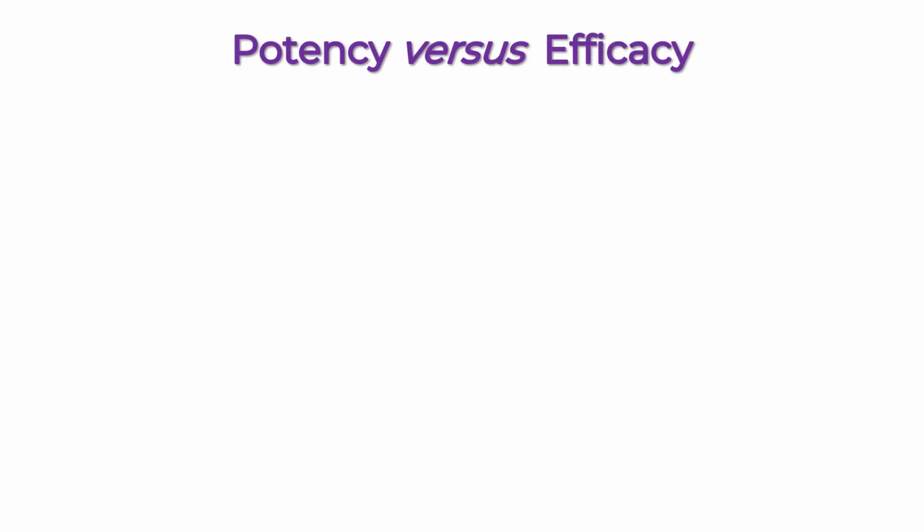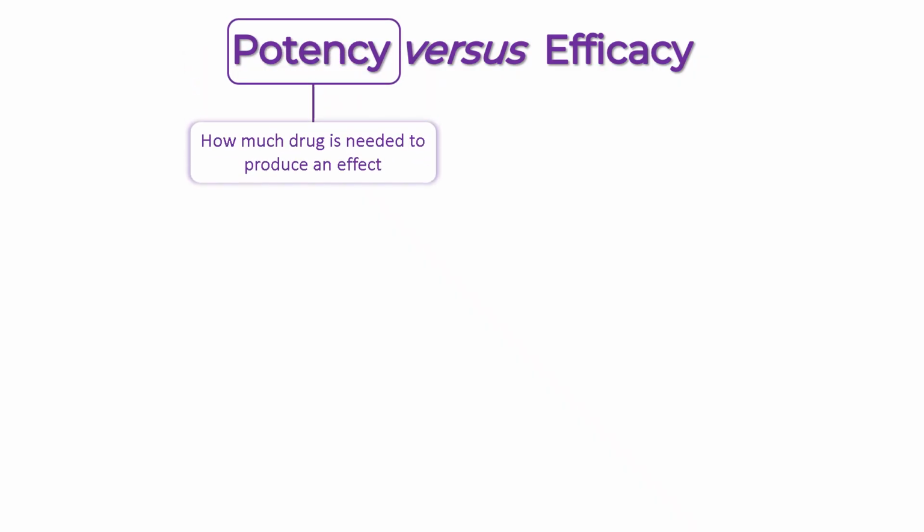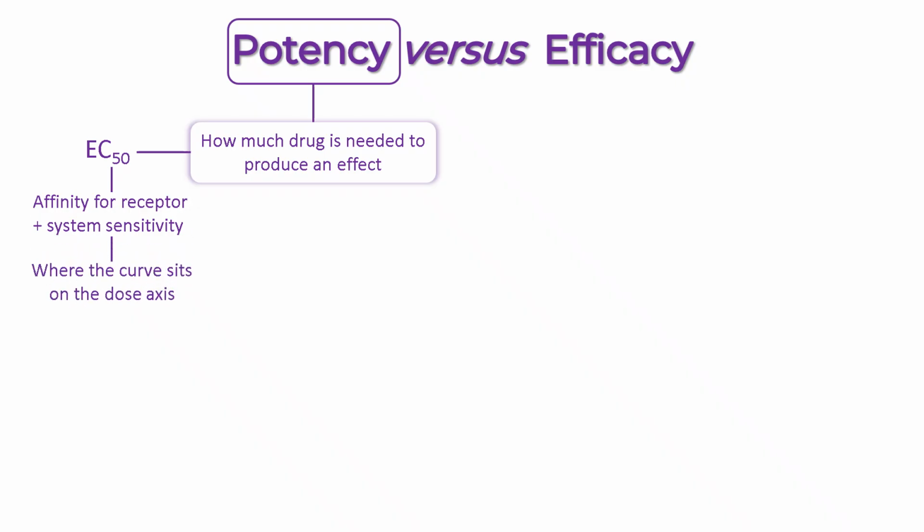Two concepts that are often confused are potency and efficacy. Potency tells us how much drug is needed to produce an effect. It's reflected by the EC₅₀, the concentration producing 50% of the maximum effect. The EC₅₀ depends on the affinity of the drug for the receptor, and it determines where the dose-response curve sits along the x-axis.